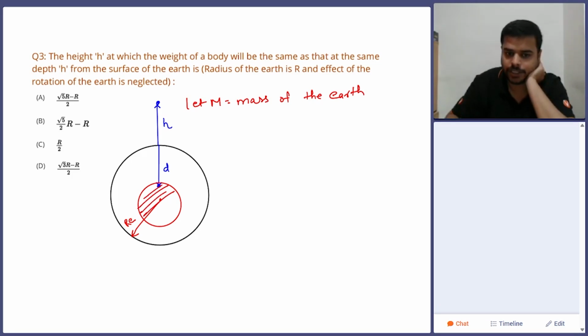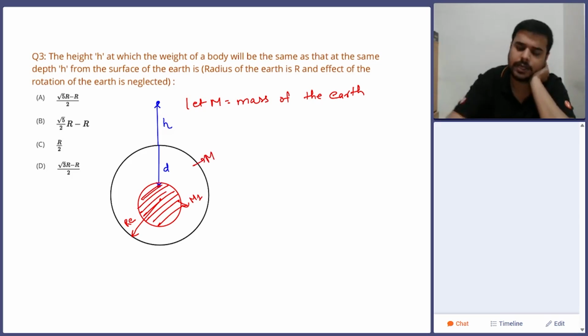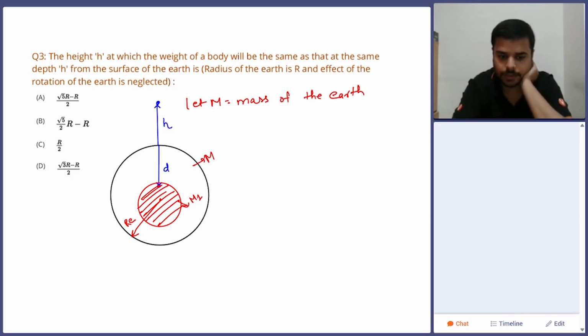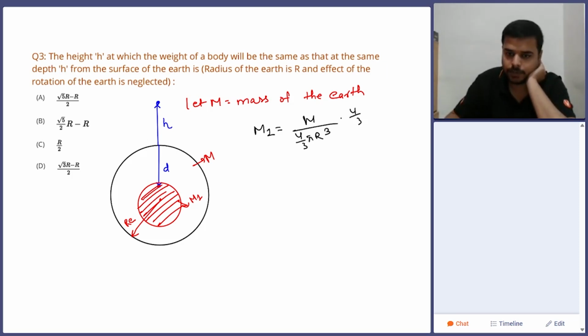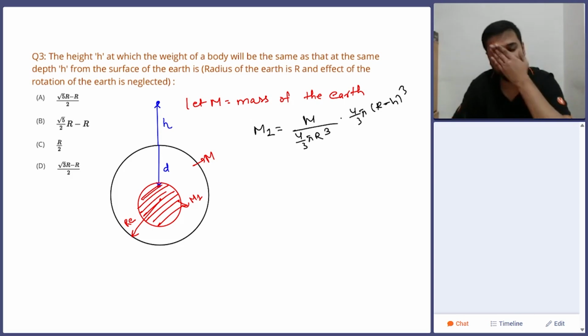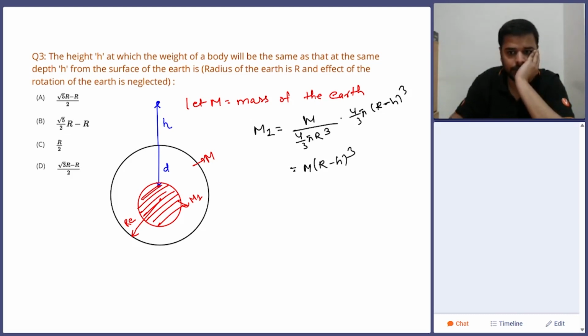And suppose this is our shaded portion, and this part has mass m1. Total mass of the earth is capital M. Cool. So now if we need to find m1, it will be equal to total mass of the earth upon 4 by 3 pi R cube, volume of the sphere, multiplied by 4 by 3 pi (capital R minus h) cube, because the radius of the shaded portion will be capital R minus h. This is capital R minus h. So that will be the radius of the shaded portion. Okay. So from here it will come around M (R minus h) whole cube upon capital R cube. This is your m1.